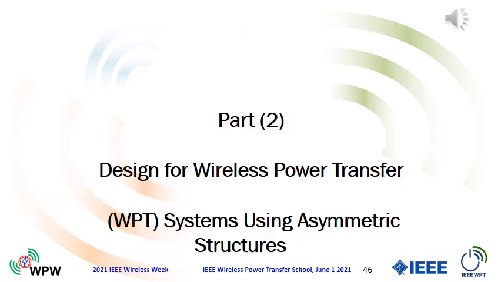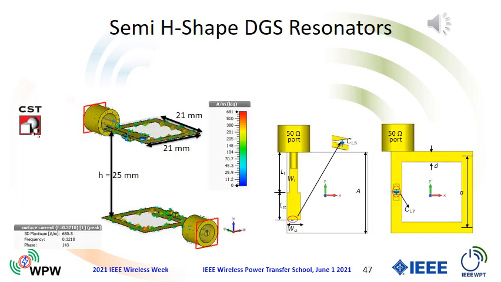In this part, we will talk about the design of wireless power transfer systems using asymmetric structures. In this slide, a semi-H-shape DGS resonator is presented. Considering the current distribution loops, the semi-H-shape resonator consists of only one current loop, which provides nearly double the inductance of the H-shape, consequently increasing the wireless power transfer efficiency and the transmission distance.